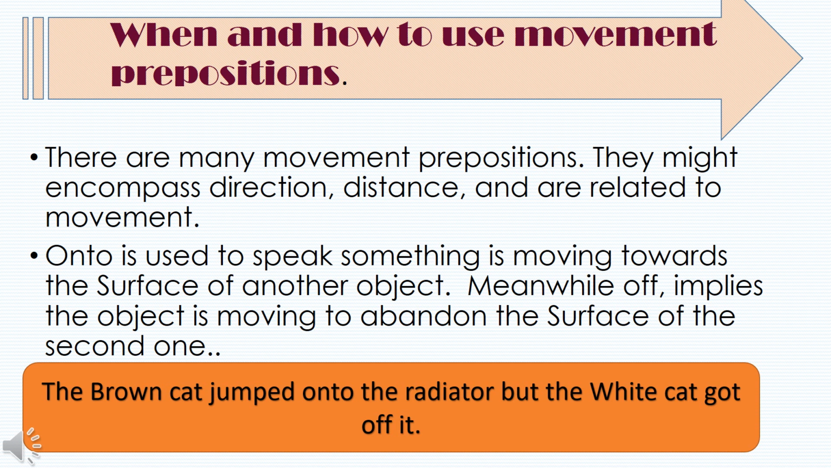When and how to use movement prepositions? There are many movement prepositions. They might encompass direction, distance, and are related to movement. Onto is used to say something is moving towards the surface of another object. Meanwhile, off implies the object is moving to abandon the surface of the second one.